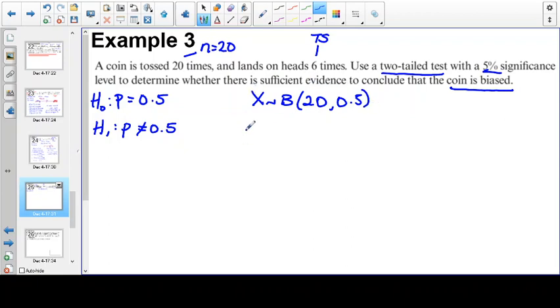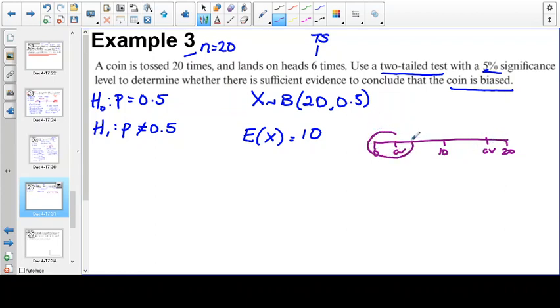We can work out then our expected, so you would expect to get 20 times a half, so 10 heads, and we have got 6 heads to test. So on our little number line, from 0 to 20, the expected is 10. We're doing two-tailed, so we've got 2 critical values. But because we are going to test whether 6 is in a critical region or not, we don't need this one. So this is the only one that we're interested in.